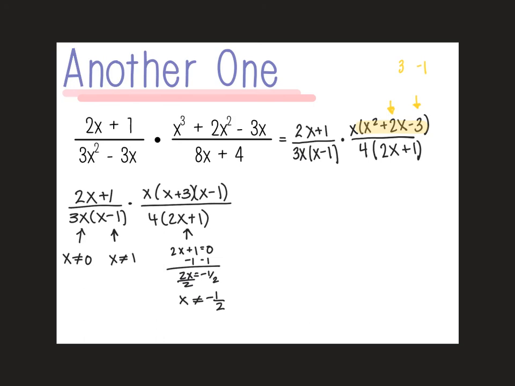Once I have my domain restrictions, I can start canceling out factors. So here I have a 2x plus 1 in the numerator and denominator. I have an x in the numerator and denominator. And I have an x minus 1 in the numerator and denominator. So if I rewrite what's left over, I have x plus 3 in the numerator and 3 times 4 in the denominator, which is 12.